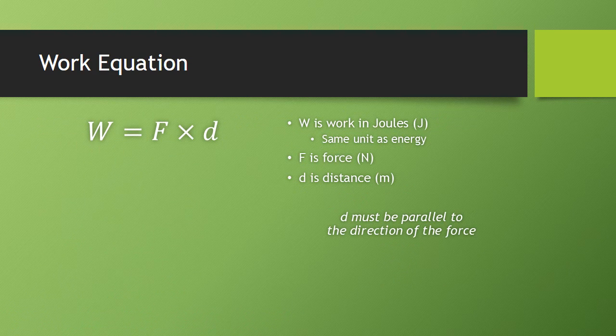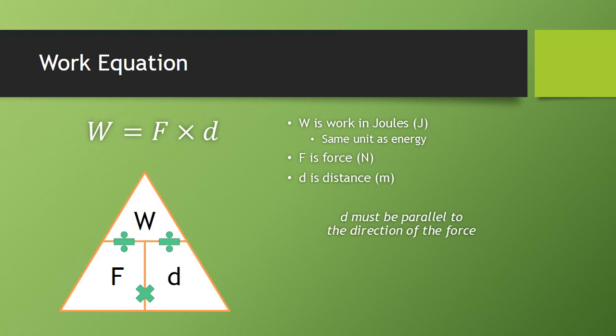Work is measured in joules and given the symbol W. And note that that's got the same unit as energy. F is the force in newtons, D is the distance in meters. But the key thing is that the distance must be parallel to the direction of the force. And we're going to look at that a little later on. Here's the magic triangle for this equation.